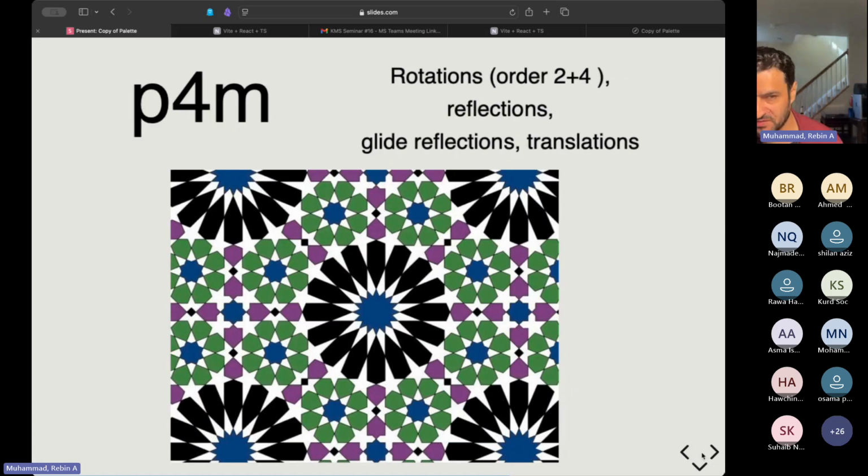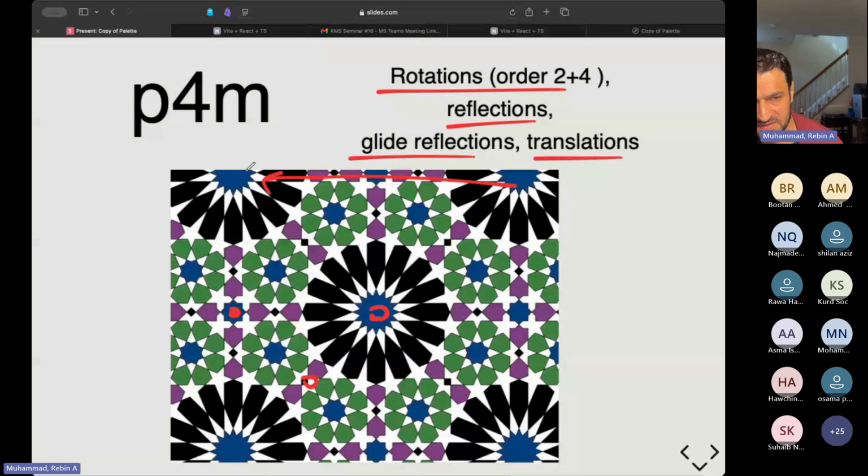Now let me show you this. What does P4 mean? P4 means a wallpaper group that has two centers of rotation. One is of order 2, which means 180 degrees, and the other is of order 4, which means 90 degrees. I think this one is order 4, because if you rotate it, this will become here and so on. Now, where is order 2? I want to say this one, but maybe I'm wrong. Or maybe this one. Other than rotation, you have reflection, glide reflection, and translation.